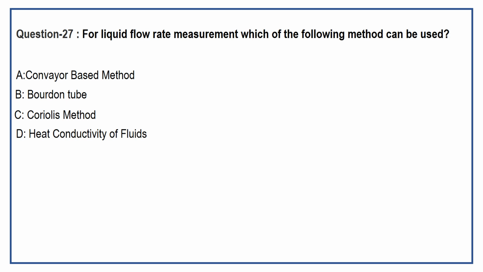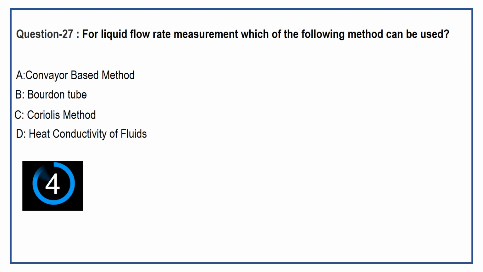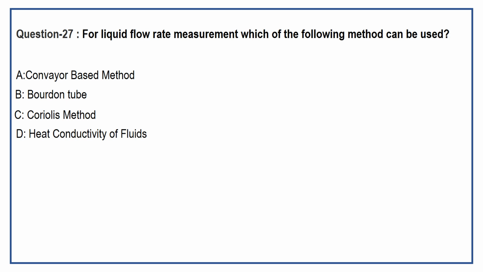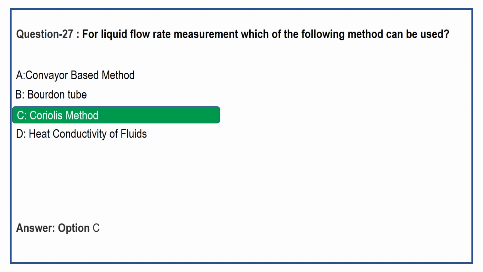Next question is, for liquid flow rate measurement, which of the following methods can be used? Let's see the options. Option A, conveyor based method. Option B, Bourdon tube method. Option C, Coriolis method. Or option D, heat conductivity of fluid. And the correct answer of this question is option C, Coriolis method. Yes friends, Coriolis method can be used for flow rate measurement of liquids. So the right answer is option C.